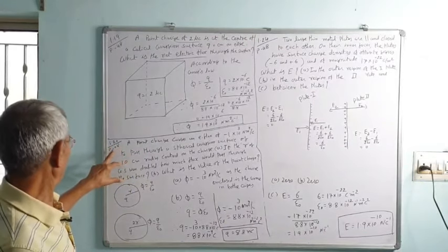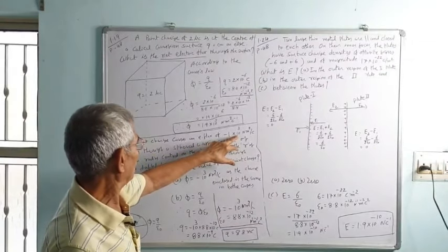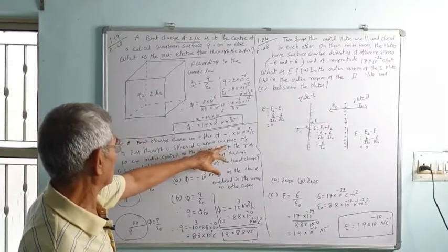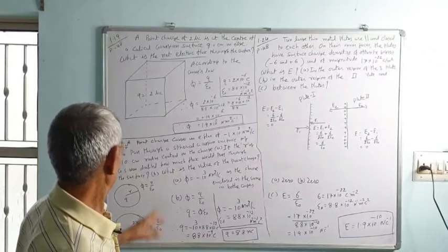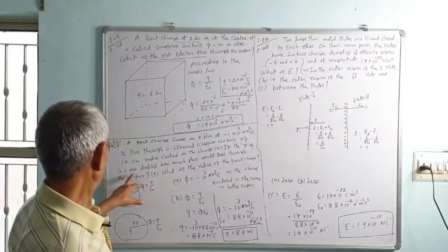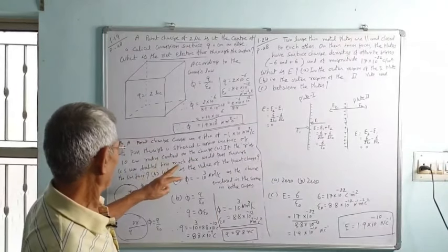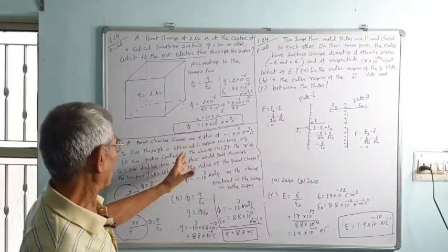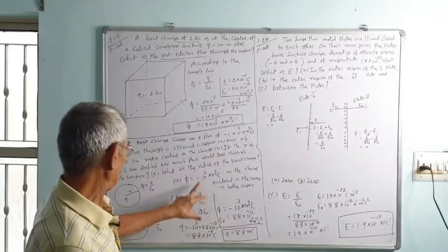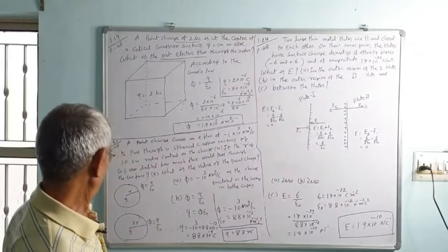Next question, 1.20, page number 48. A point charge causes an electric flux of -1 × 10^3 N m² per coulomb to pass through a spherical Gaussian surface of 10 cm radius, centered on the charge. Part A: if the radius of the Gaussian surface is doubled, how much flux would pass through the surface? According to Gauss law, this makes no difference. If the charge is not altered, the flux will be the same, that is -10^3 N m² per coulomb.